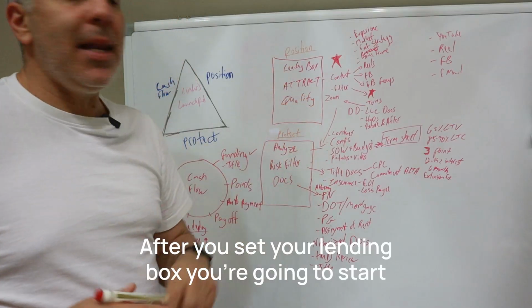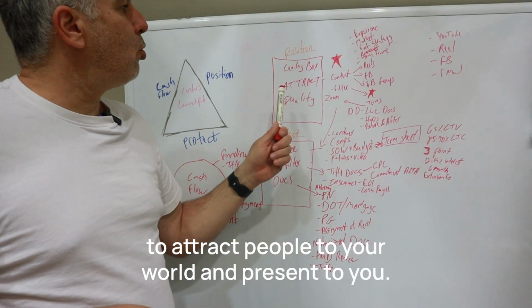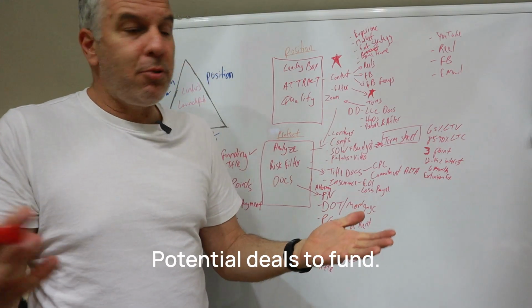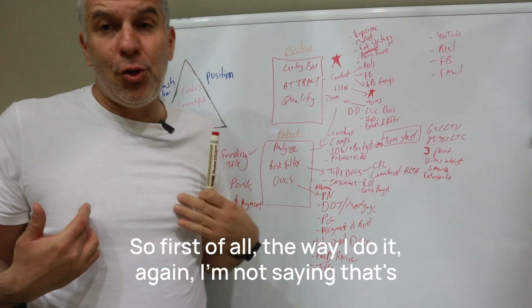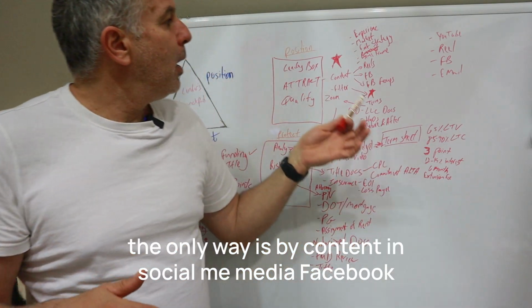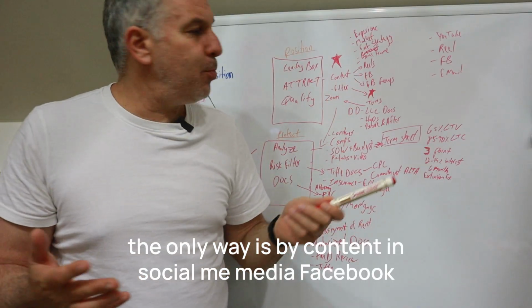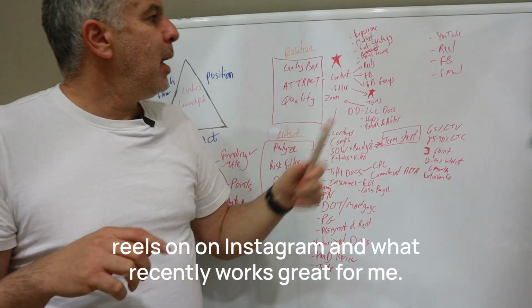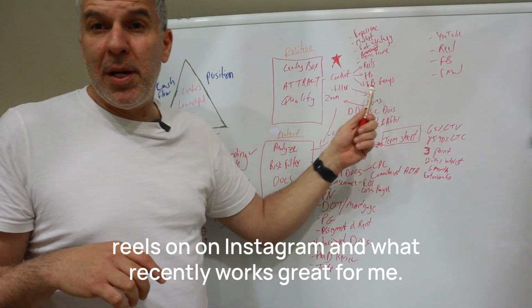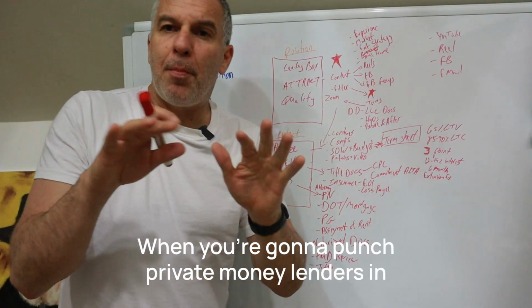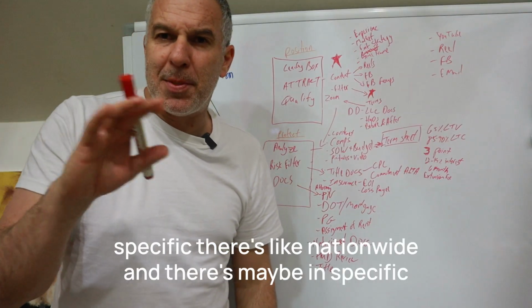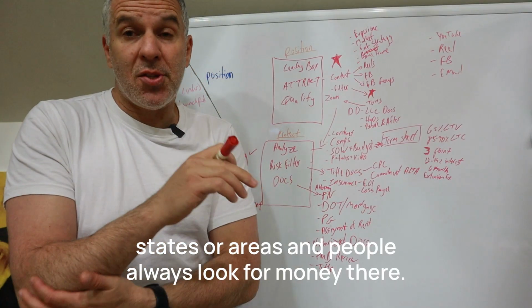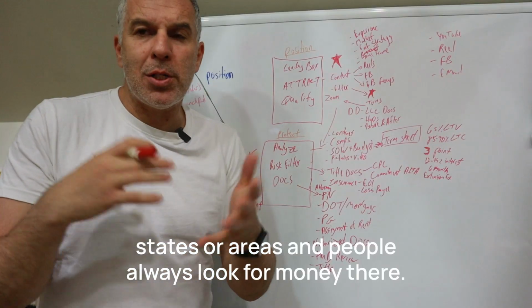After you set your lending box, you're going to start to attract people to your world and present to you potential deals to fund. The way I do it, and I'm not saying that's the only way, is through content on social media, Facebook, and Reels on Instagram. And what recently works great for me is Facebook groups. When you punch in private money lenders specifically, there are nationwide groups, and maybe groups for specific states or areas, and people always look for money there.